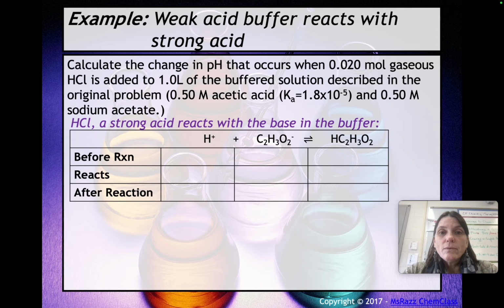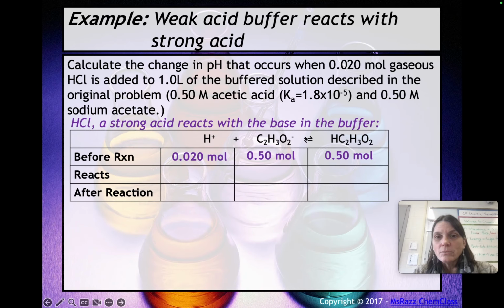So what happens first is this should not be an equilibrium. Oh, here, right here. That's a one-way street. So that should be a one-way arrow, not a yields reversibly. Okay, sorry about that. Okay, so we start with 0.5 moles of the acetate ion, 0.5 moles of the acetic acid, and we're adding H+. It's going to react with the H+.